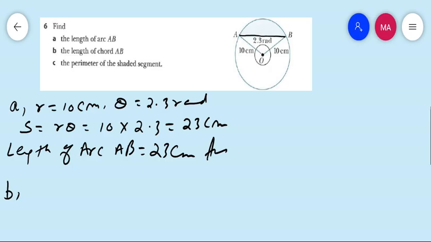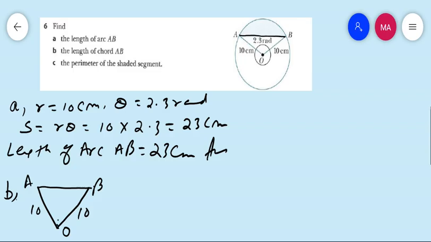It's very easy. Take this triangle A, B, O. This is just a rough triangle, but very untidy. This time is more good. A, B, O. This is 10, this is 10, this is 2.3.